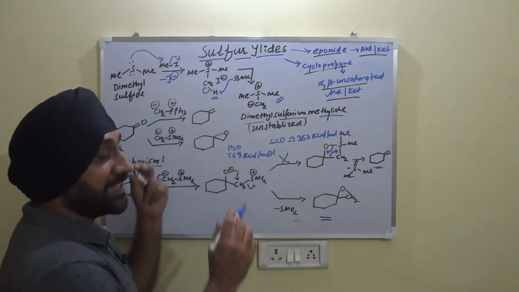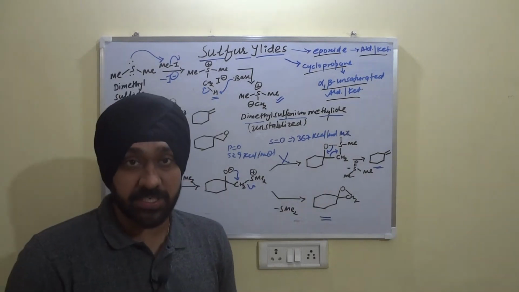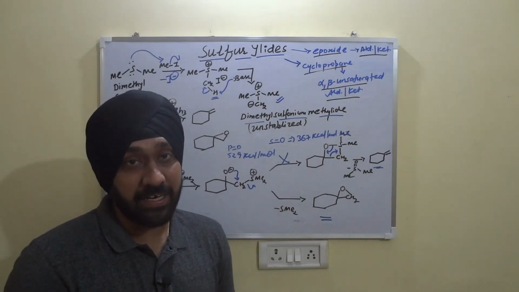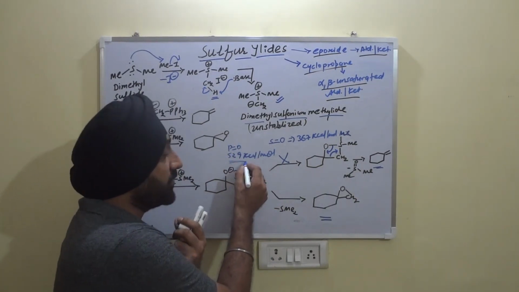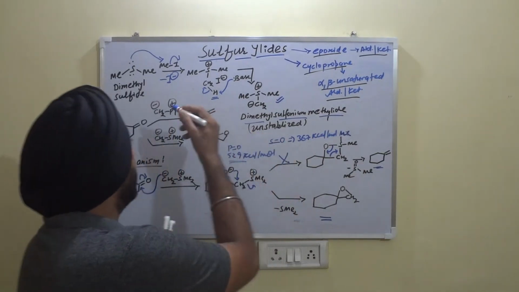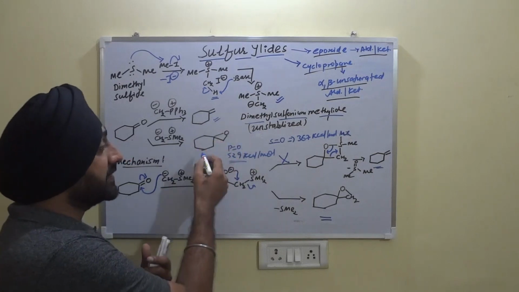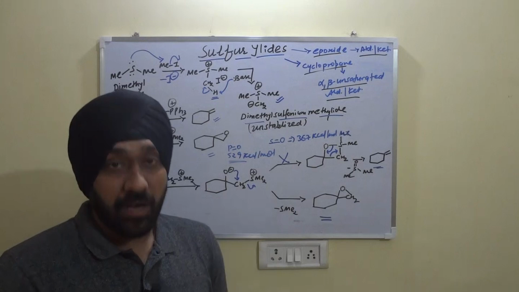As a result, in the case of Wittig reagent, there is a formation of a betaine species, which leads to the formation of triphenyl phosphine oxide, in which we have this phosphorus oxygen bond. And since this bond is very strong, in the case of Wittig reagent we get the olefin, whereas in this case we get the epoxide.